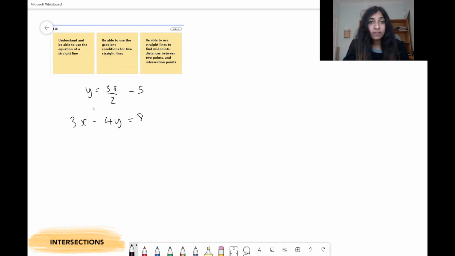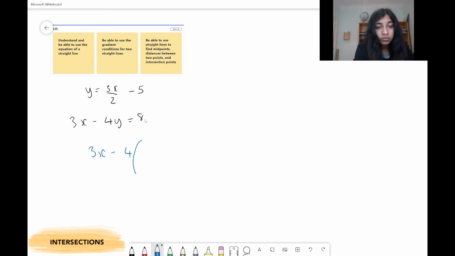So we're going to try and find the intersection point between y equals 3x over 2 minus 5 and 3x minus 4y equals 8. To do this, we could use the substitution method here, and plug y equals 3x over 2 minus 5 into this equation. So we get 3x minus 4 times (3x over 2 minus 5), and that's all equal to 8.